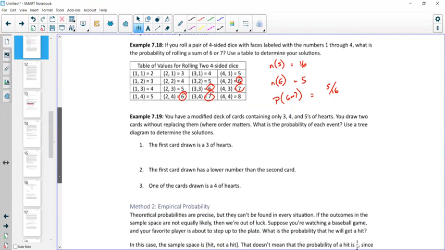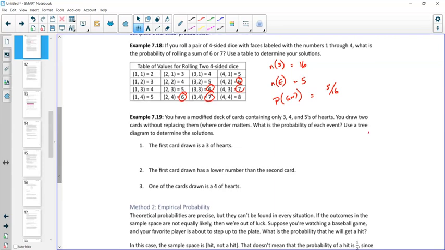You have a modified deck of cards containing only 3, 4, and 5 of hearts. You draw 2 cards without replacing them where order matters. What is the probability of each event? Use a tree diagram to determine the solutions. So we start out here. We could get a 3, a 4, or a 5.